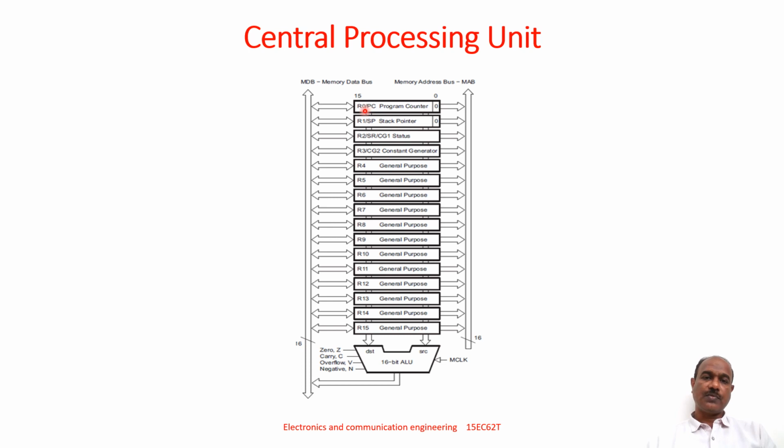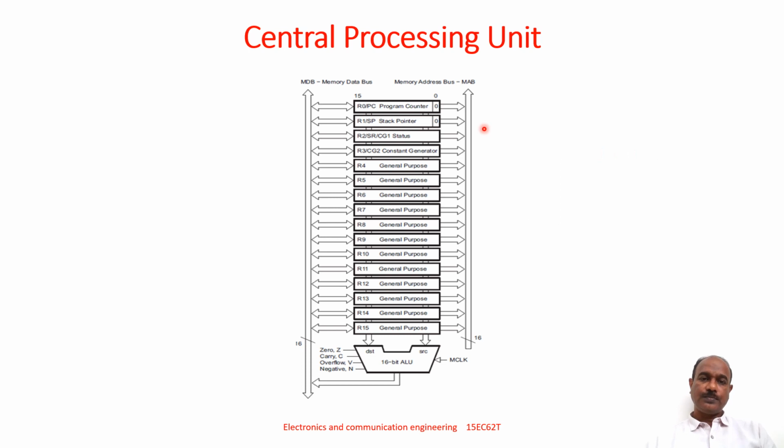The registers are from R0 to R15, so totally there are 16 registers. Each register is a 16-bit register, as you can see here, bit number 0 to bit number 15. And these registers and this ALU are connected to what? The 16-bit address bus and a 16-bit data bus. Now let us go through these registers one by one in detail.